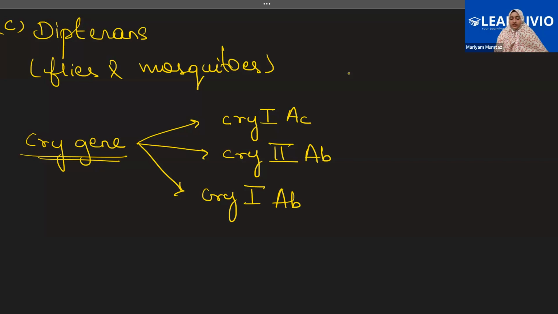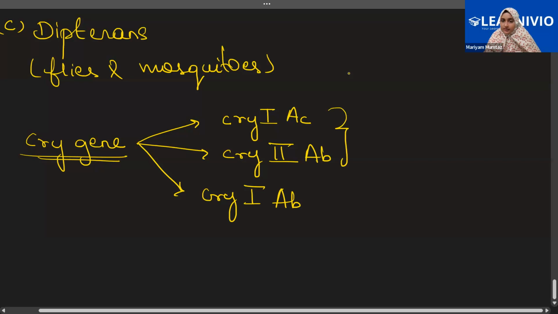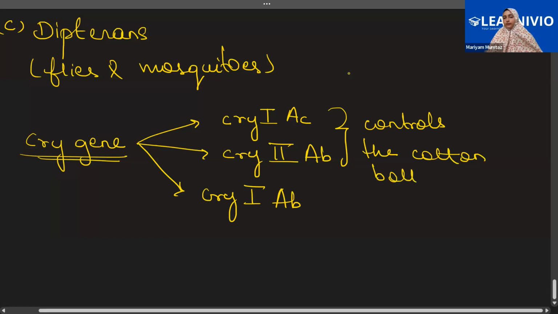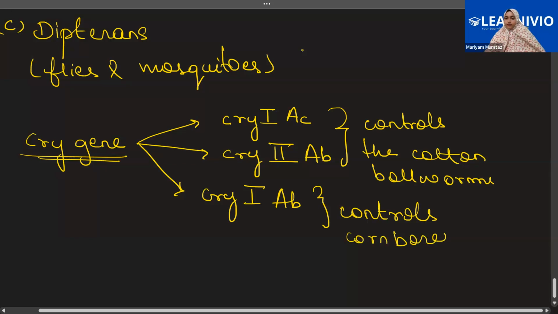When I talk about cry1Ac and cry2Ab, they are responsible for controlling the cotton bollworm, meaning they are specific to this particular insect. The cry1Ab controls the corn borer. Clear?